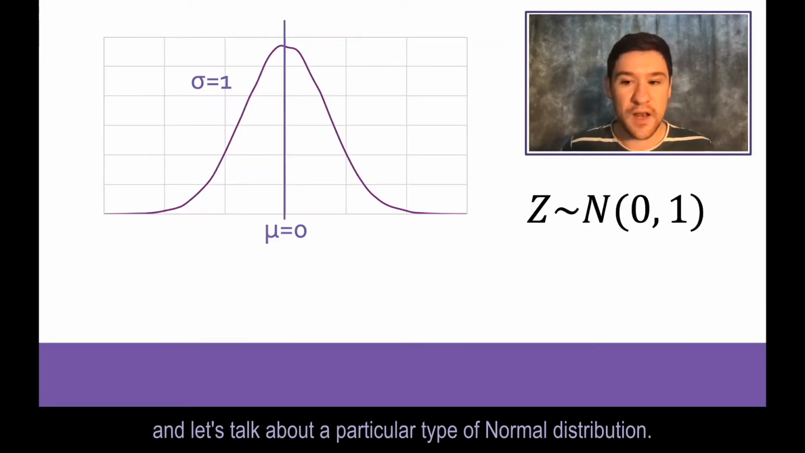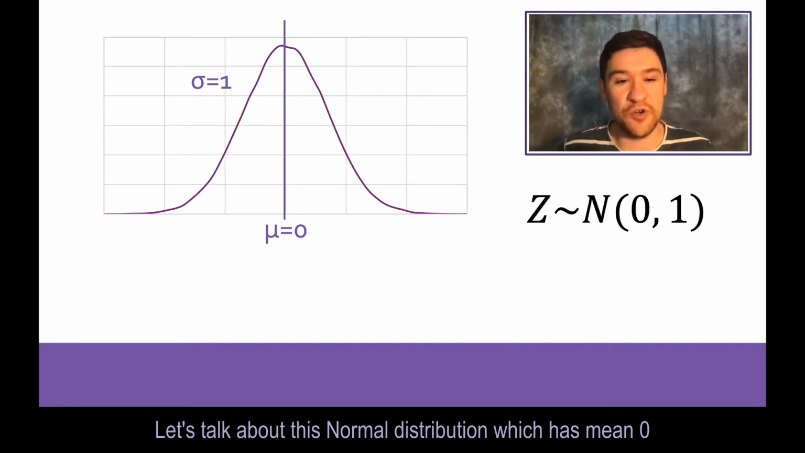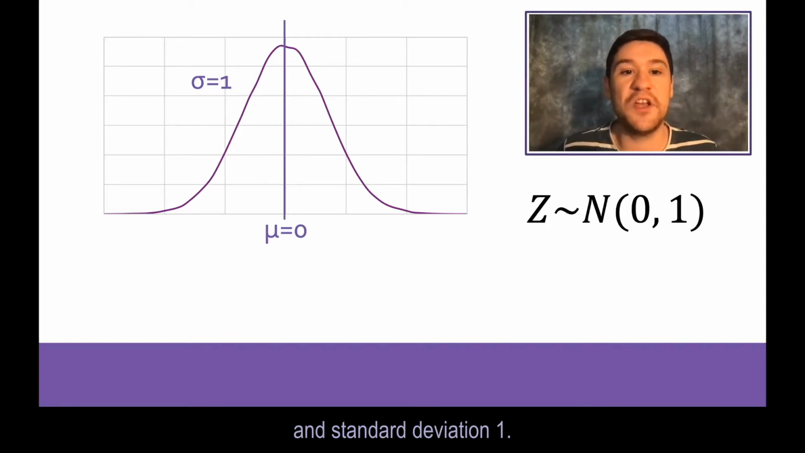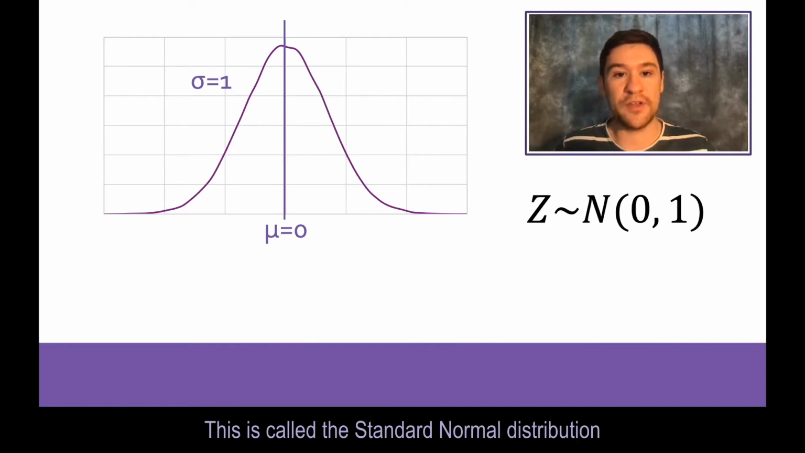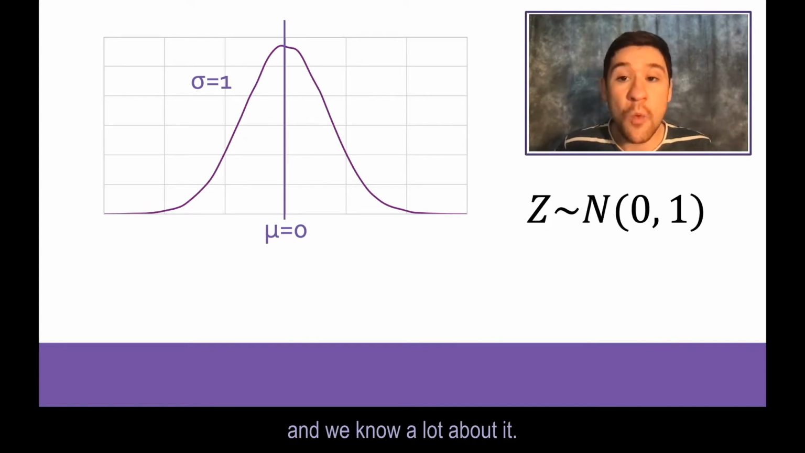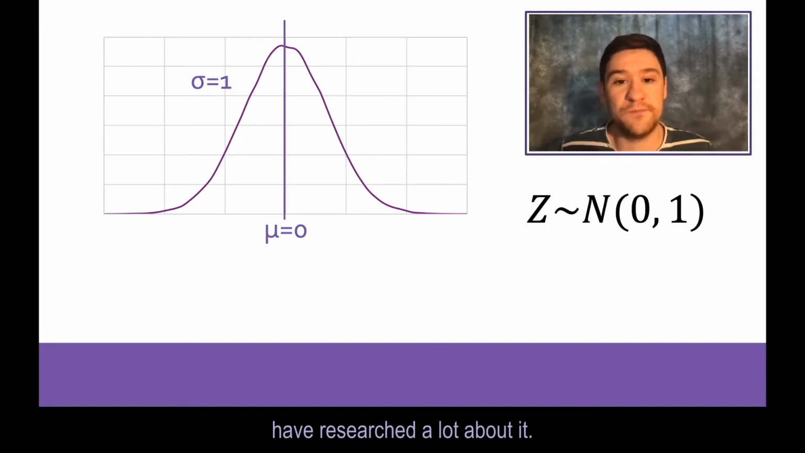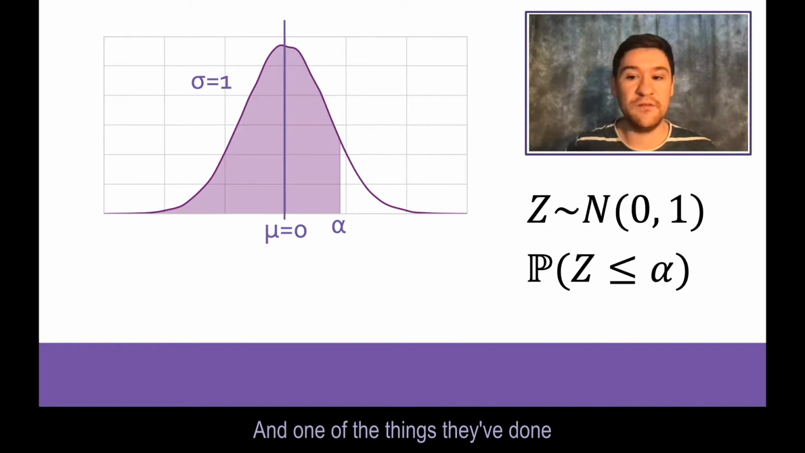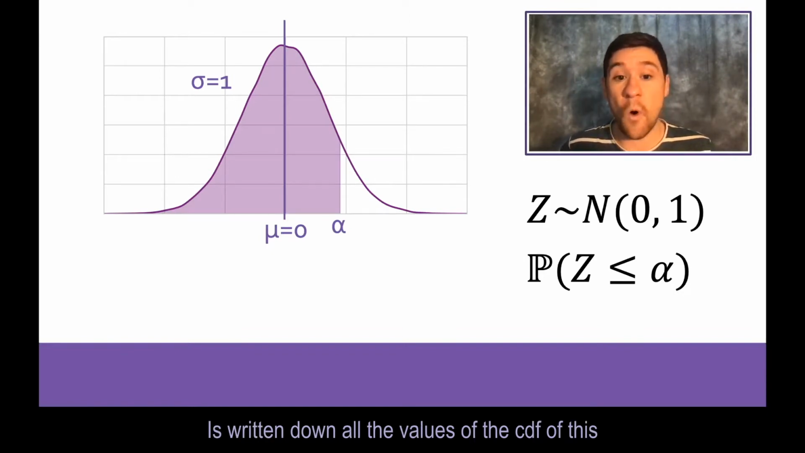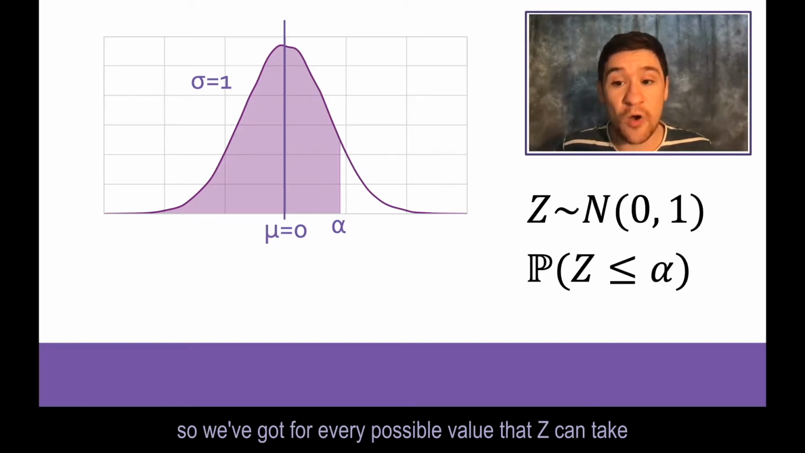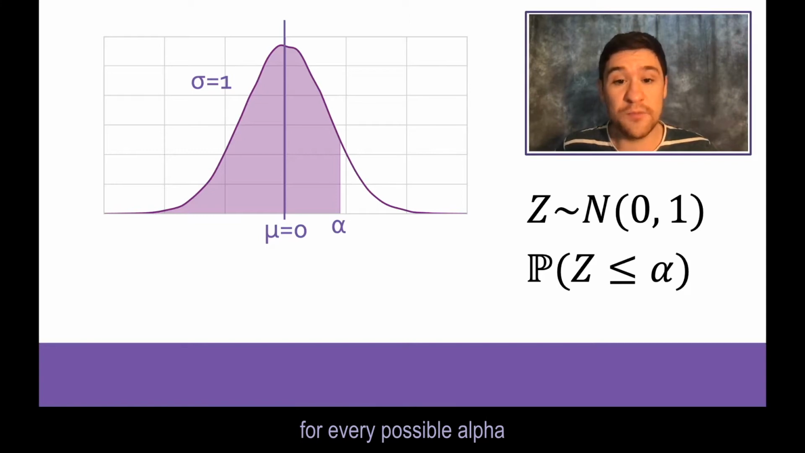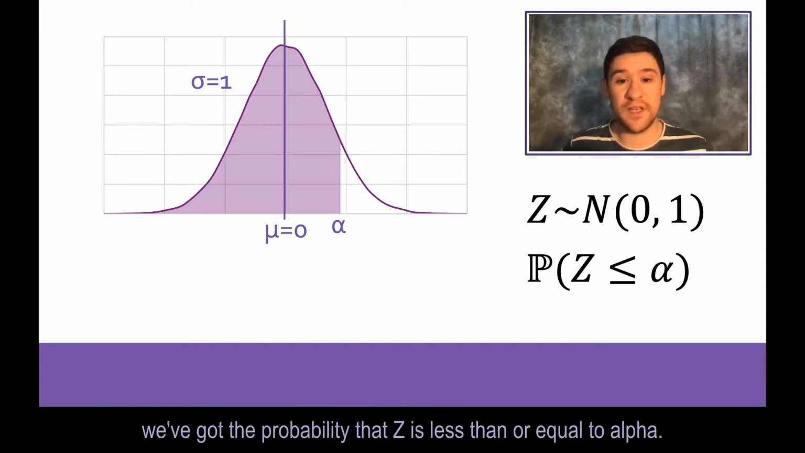distribution. Let's talk about this normal distribution which has mean 0 and standard deviation 1. This is called the standard normal distribution, and we know a lot about it. We know a lot about it because mathematicians before us have researched a lot about it. And one of the things they've done is written down all the values of the CDF of this. So we've got, for every possible value that Z can take, for every possible alpha, we've got the probability that Z is less than or equal to alpha.